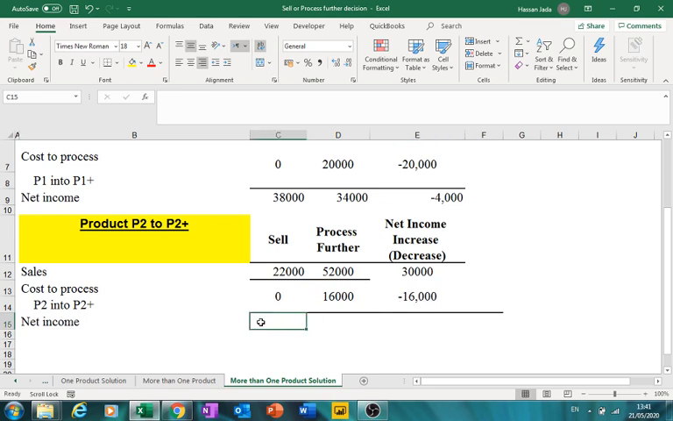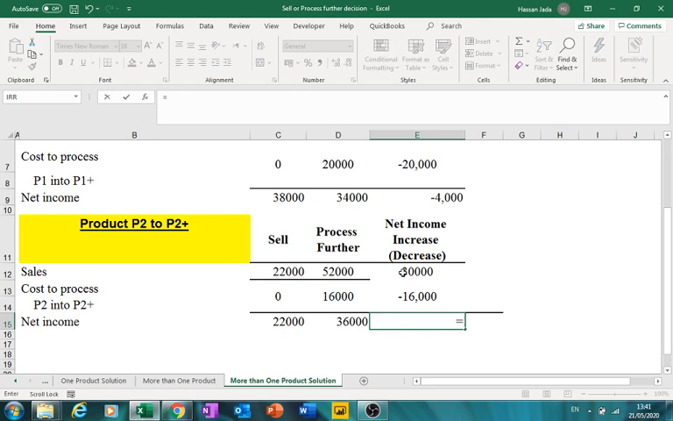Then here we have finally 22,000 minus 0, and we have 36,000 for process further, and finally here we have 30,000 minus 16,000, which is 14,000. Then we have an incremental revenue of 30,000 more than the incremental cost of 16,000, which results in an increase in net income for the company of 14,000.